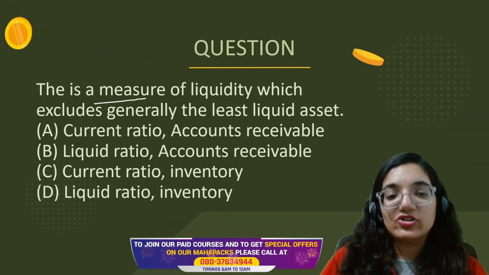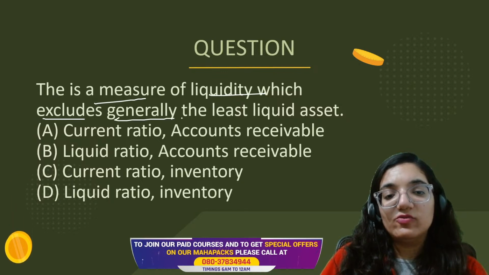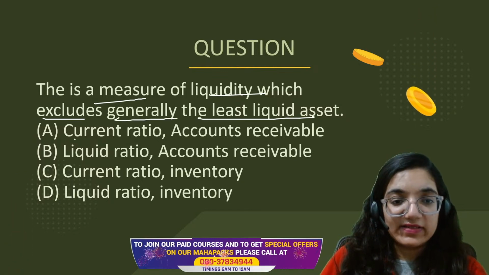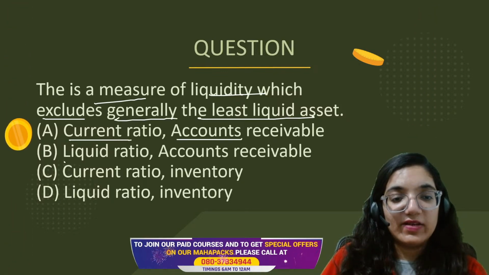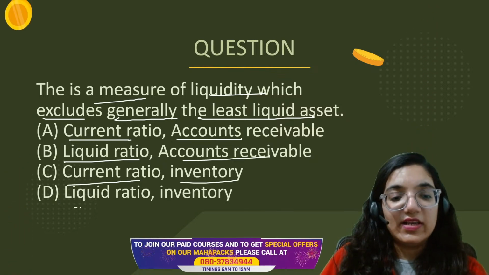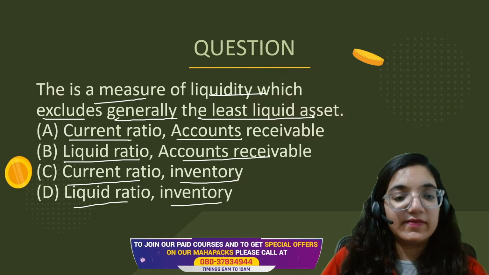Next question. This is a measure of liquidity which excludes generally the least liquid asset. Current ratio, account receivable. Liquid ratio, account receivable. Current ratio, inventory. Liquid ratio, inventory.